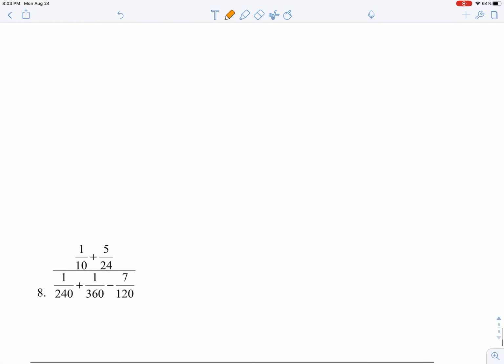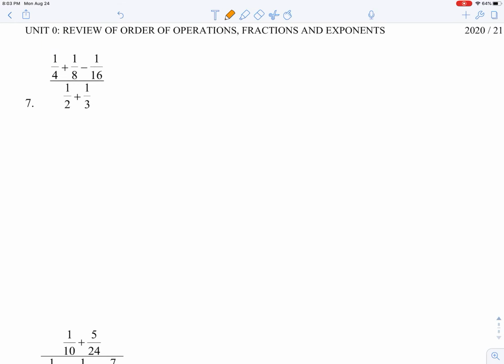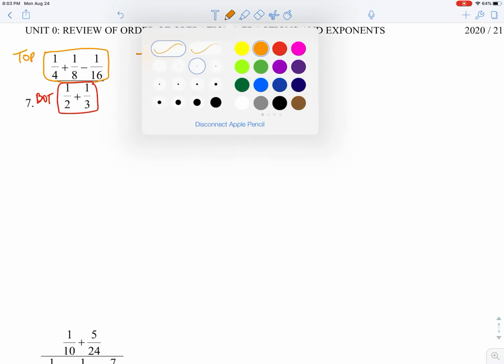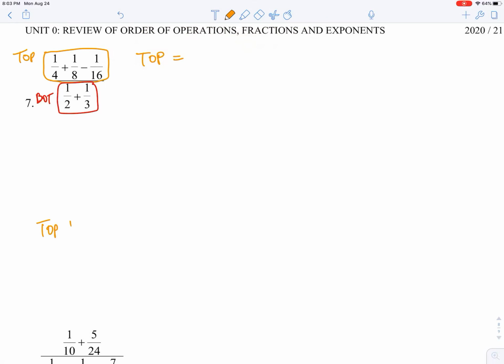All right, 2 to go. Question 7. I'm going to have the top, and then I'm going to have the bottom. So here's my top, and here's my bottom, and then it's going to be the top divided by the bottom. I'm going to figure out the top on its own first, and then the bottom. Down here somewhere, I will do top divided by bottom. I should use red for that. Top divided by bottom, and we'll figure out what that is later.